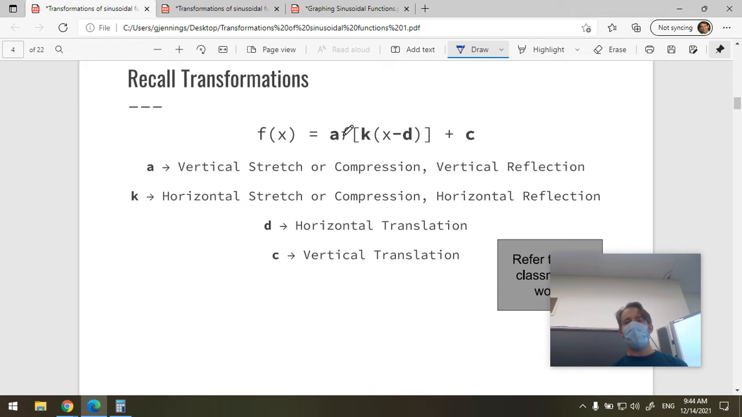A is multiplying outputs of a function. K is multiplying inputs. D and C are adding on to inputs or adding on to outputs, respectively. And we remember that those are vertical stretch for A, horizontal compression for K, horizontal translation for D, and vertical translation for C.